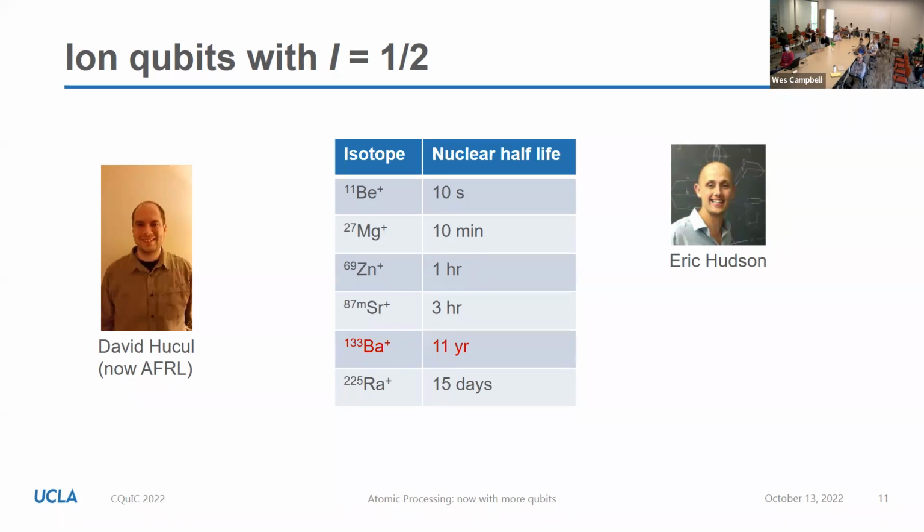Some of these are extremely radioactive, and you would probably have a hard time doing much with beryllium-11 for your quantum computer. But barium-133 is not too bad. That thing lasts for 11 years. And the operating wavelength of this is well into the visible, this is basically teal. That's the color of that laser light.